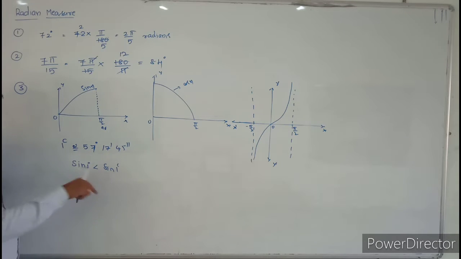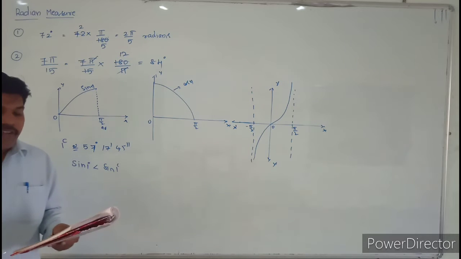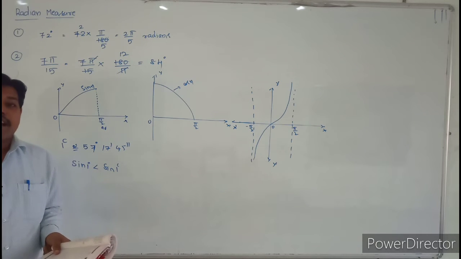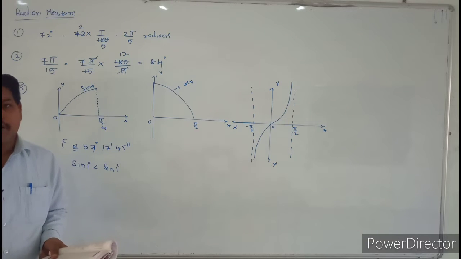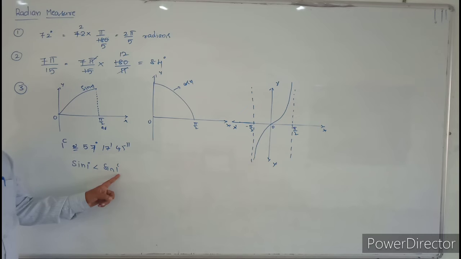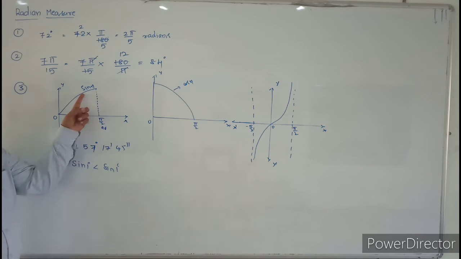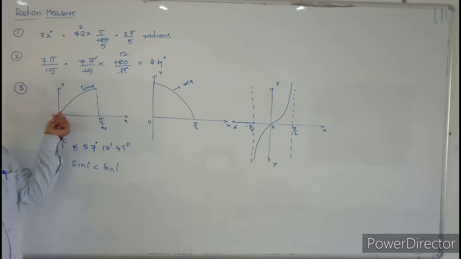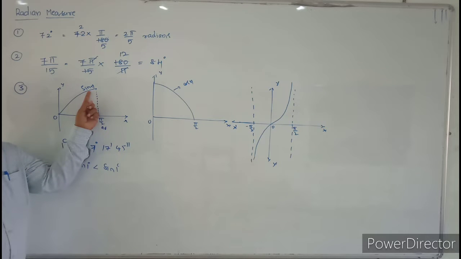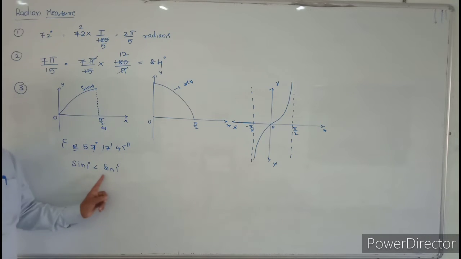Sine 1 degree is less than sine 1 radian. But in the first option, what are they given? Sine 1 degree is greater than sine 1 radian. So 1 here is nothing but 1 radian, which is about 58 degrees. The 58 degrees value is here, and the sine 1 degree value is here. So this value is more than this one. So that's why sine 1 degree is less than sine 1 radian.